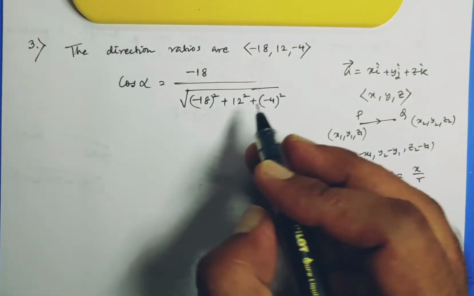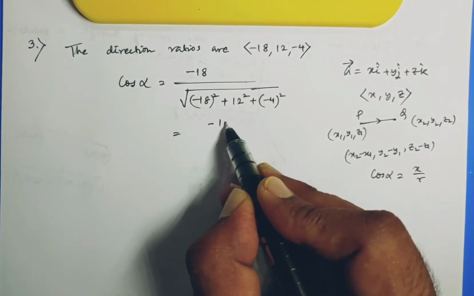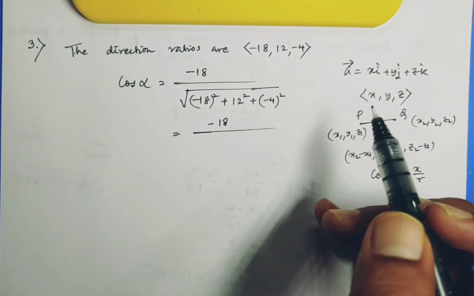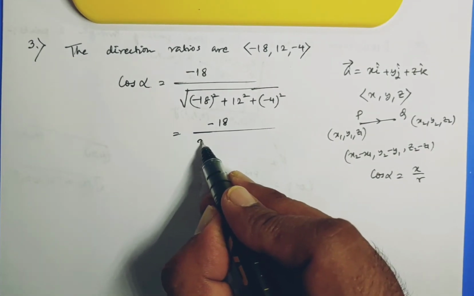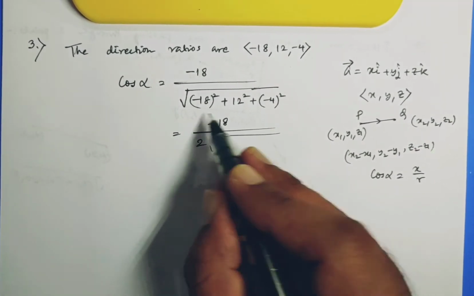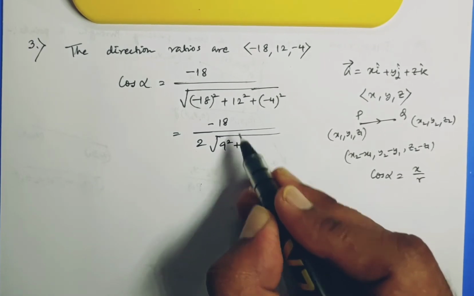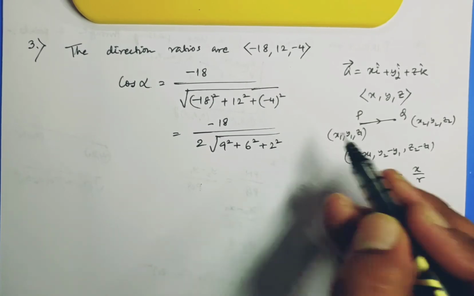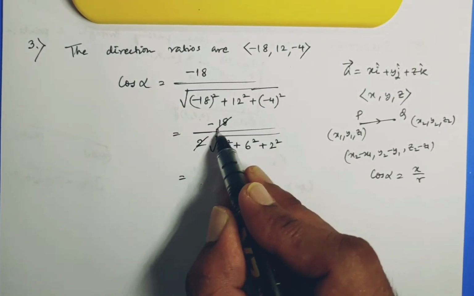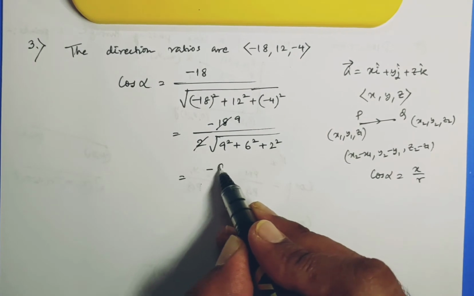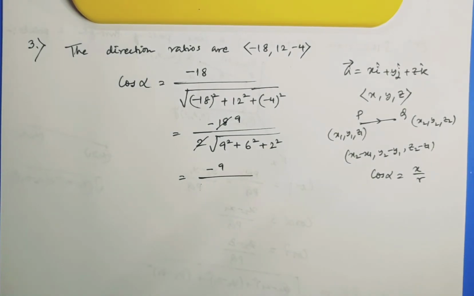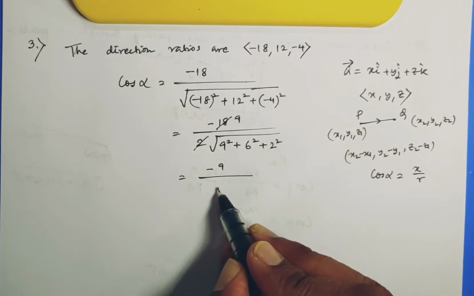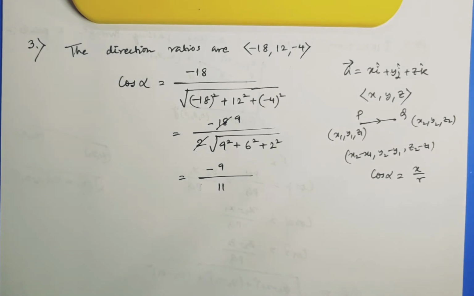So let us take 2 square out from every single one of them. So minus 18, if I take 2 out, it will be 2 root over of 9 square, plus 6 square, plus 2 square. So this one cut, it is 9. So minus 9 divided by, how much is it? 81 plus 36 plus 4, that's 121, and that's 11. So it is minus 9 by 11.